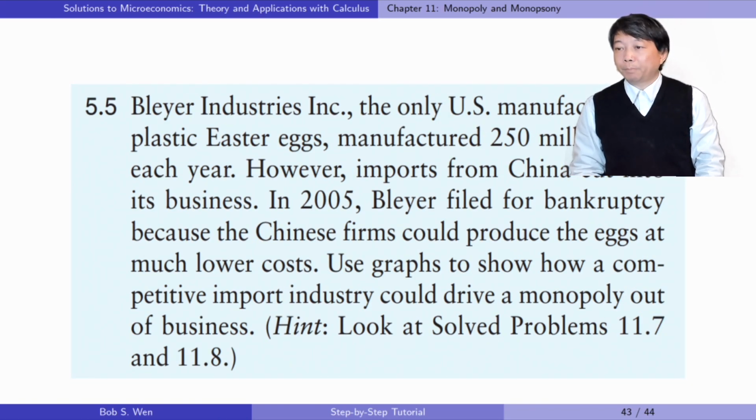Let's solve exercise 5.5. Breyer Industries Incorporated, the only U.S. manufacturer of plastic Easter eggs, manufactured 250 million eggs each year. However, imports from China cut into its business. In 2005, Breyer filed for bankruptcy because the Chinese firms could produce the eggs at much lower costs. Use graphs to show how a competitive import industry could drive a monopoly out of business.